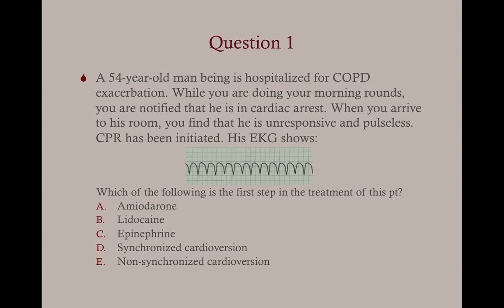So, a 54-year-old man is being hospitalized for COPD exacerbation. While you're doing your morning rounds, you're notified that he's in cardiac arrest. When you arrive to his room, you'll find that he's unresponsive and pulseless. CPR has been initiated, and his EKG looks like this. So which of the following is the best first step in the treatment of this patient? Is it A, amiodarone, B, lidocaine, C, epinephrine, D, synchronized cardioversion, or E, non-synchronized cardioversion?